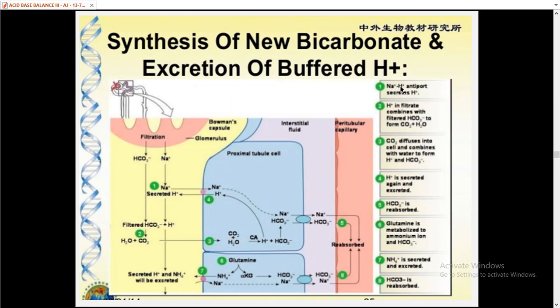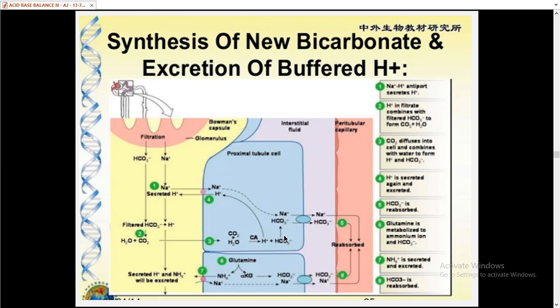The sodium-hydrogen antiporter secretes hydrogen ions. This hydrogen ion in the filtrate combines with bicarbonate to form carbon dioxide and water. This carbon dioxide then diffuses into the cell and combines with water to form hydrogen ions and bicarbonate ions. This bicarbonate is then reabsorbed.